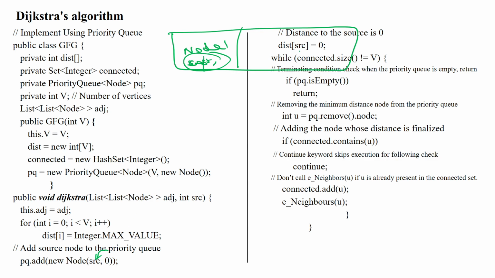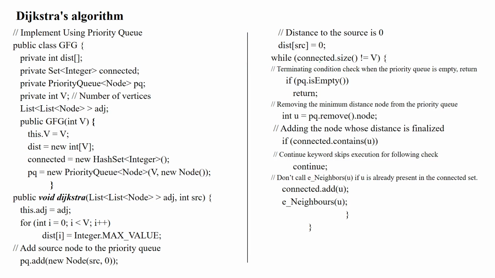Right now we are passing the source node into the priority queue. Then we are calculating the distance. As of now, the distance from the source to the source is 0. Next we are checking the connected size. Connected means whether the node is connected to the source vertex or not. Now the connected size is 0. Then not equal to V, where V is 5, so 0 is not equal to 5. Yes, it is true.